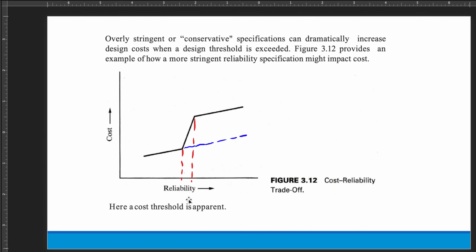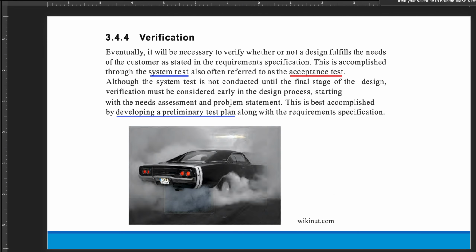Also, it's possible, as in this example, to see a jump in the curve between reliability and cost. You would expect that cost goes up linearly with reliability, and here it's indicating that it's not that at all. So you've got to be careful about that. Really stringent or conservative specifications can dramatically increase the design costs.